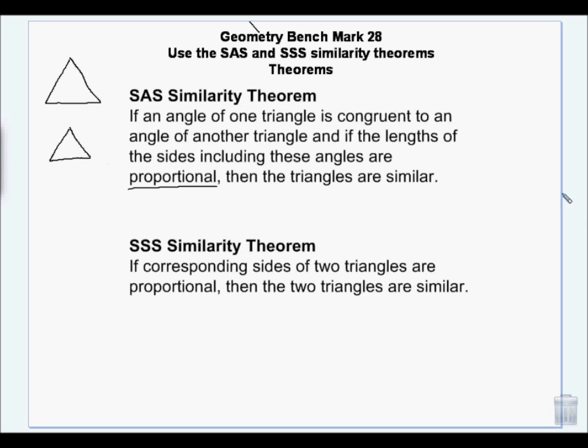If these angles here are congruent, and then I'm just going to do these, these are in proportion, right? Because I'm multiplying times 2, times 2. So if you have proportional sides and a congruent angle, you have similarity.